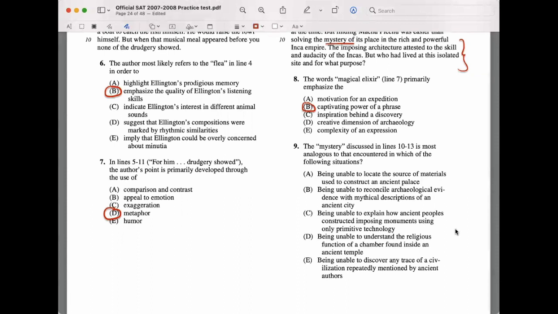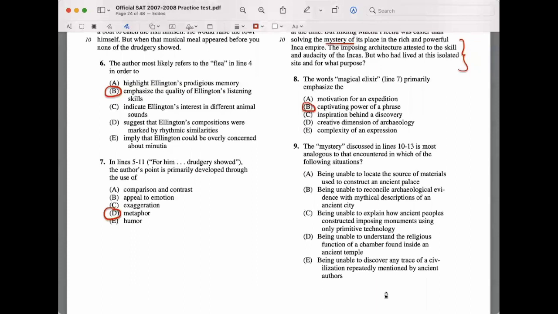A, being unable to locate the source of materials used to construct an ancient palace; B, being unable to reconcile archaeological evidence with mythical descriptions of an ancient city; C, being unable to explain how ancient peoples constructed imposing monuments using only primitive technology; D, being unable to understand the religious function of a chamber found inside an ancient temple; E, being unable to discover any trace of a civilization repeatedly mentioned by ancient authors. Okay, so that's a good question.